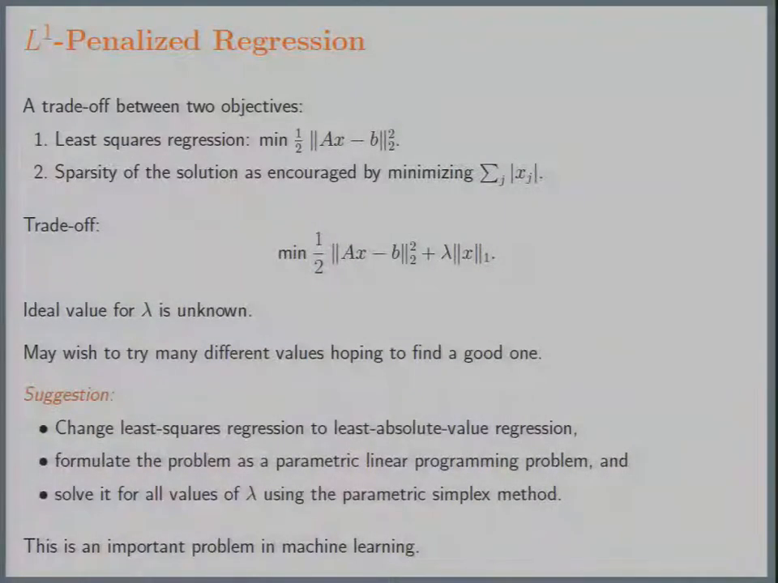And I don't know if this approach has been proposed before. Maybe it has. I'm not sure. But here's what I would suggest. I would change the least squares regression to least absolute deviation regression. I argued the other day that that's a good thing. It's robust regression. It avoids outliers.